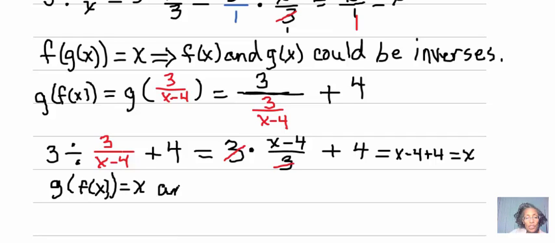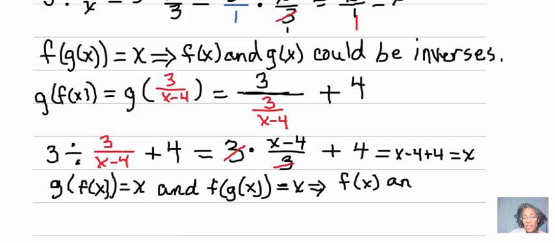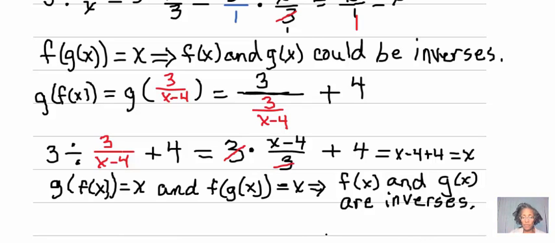Earlier, we determined that f of g of x is x. Since these two things are true, f of x and g of x are inverses. And you could also say this same idea as saying they're inverses of each other. But it's actually sufficient to say that they're inverses.